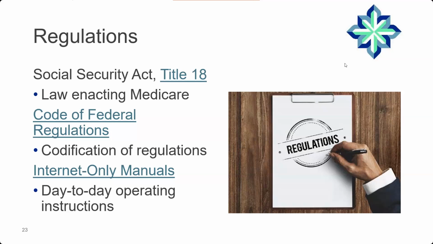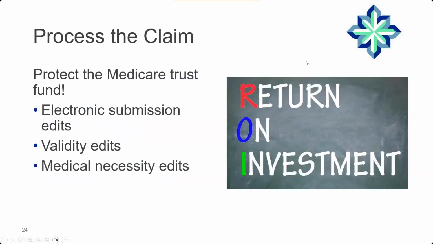When we do that, we then have to look at it and say, are we processing your claim? While we process your claim, we must always look for electronic submission edits. What are we trying to do when we look for electronic submission edits? We're trying to make sure that the claim should be entered into the system in the first place, which is to protect the trust fund. We're ultimately trying to save money.